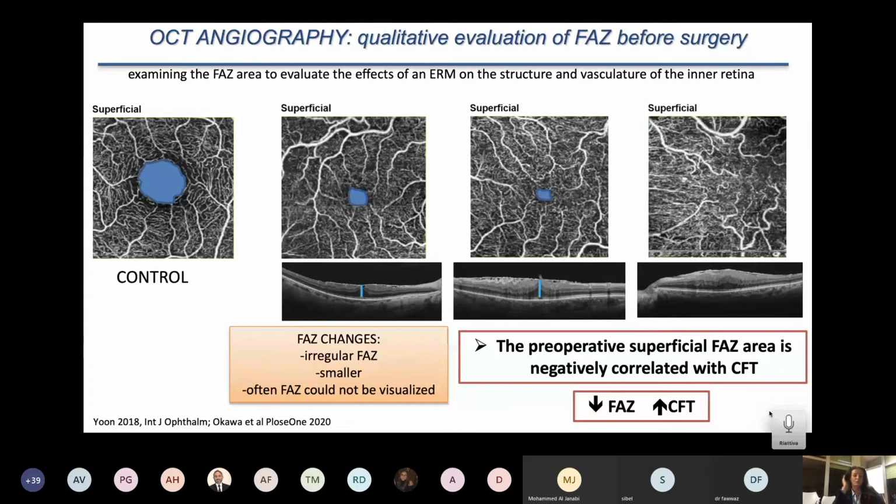OCTA so can be used to evaluate the foveal morphology in epiretinal macular membrane patients, and many studies demonstrated that the preoperative superficial phase area is negatively correlated with the central foveal thickness, and the area of the phase was smaller and the central foveal thickness.